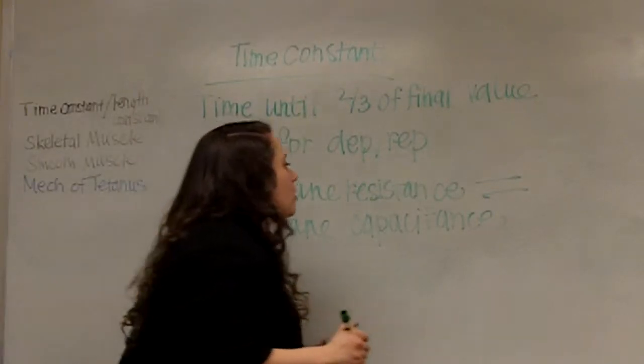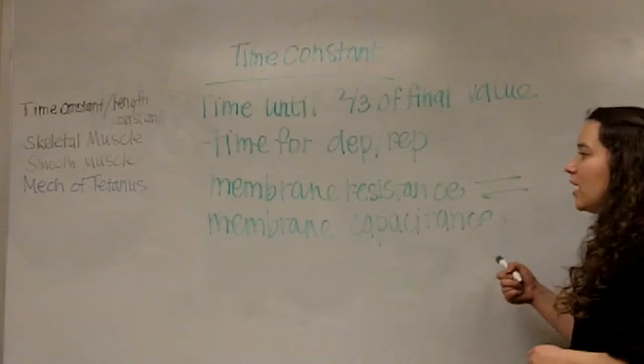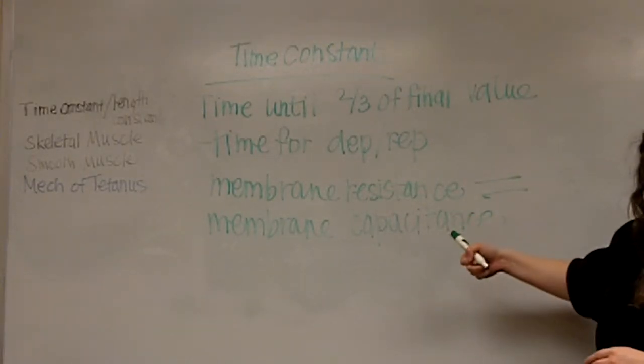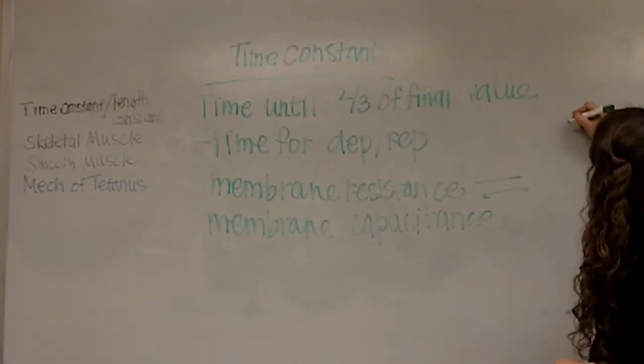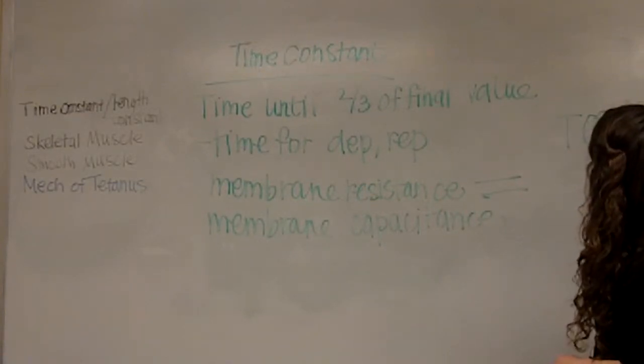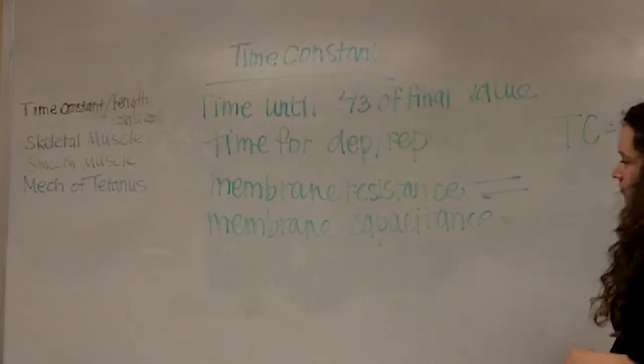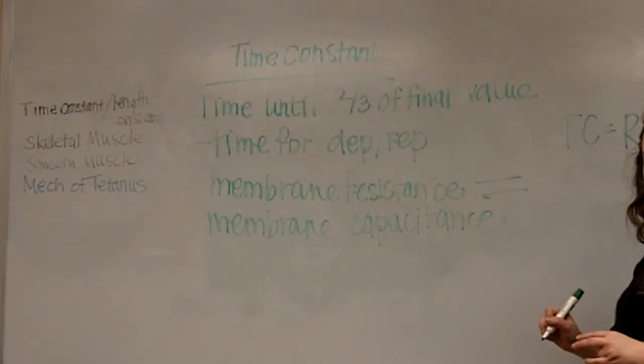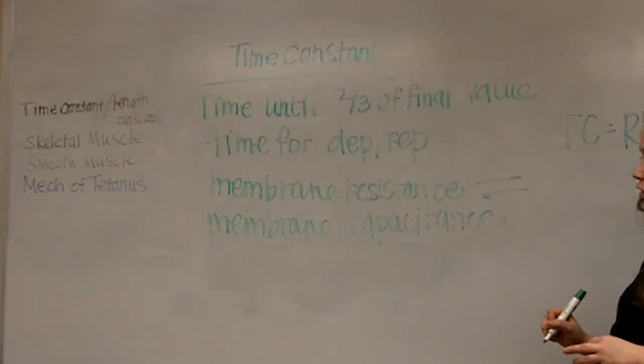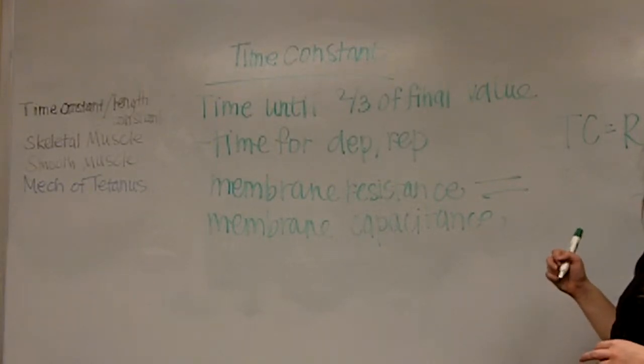Okay. So to find the time constant, you just multiply these together. So time constant equals, and I'm just going to abbreviate, R times C. Okay. So if either of them goes up, you increase the time constant.